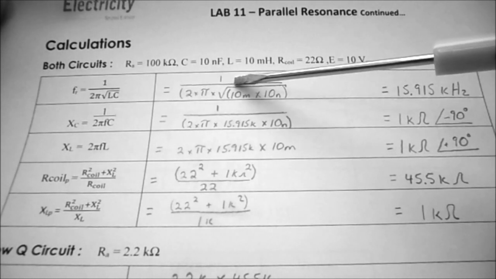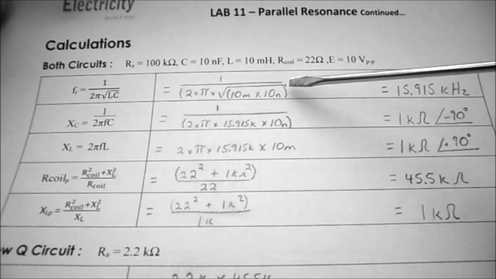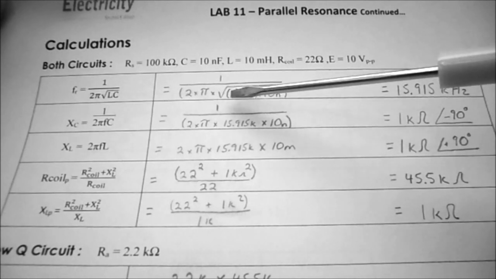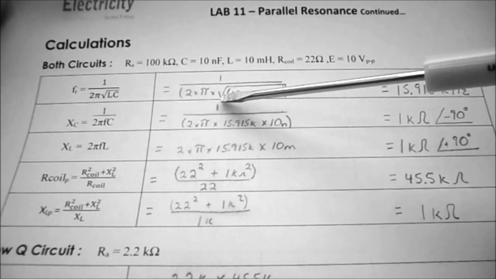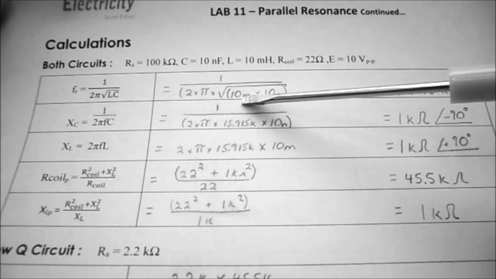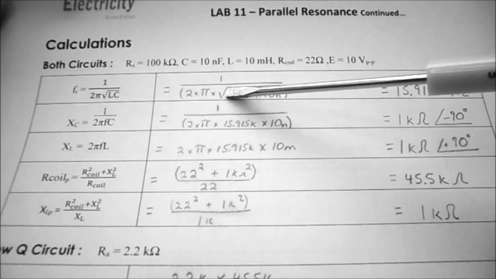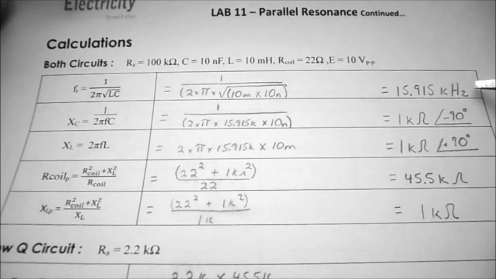So F at resonance is going to be 1 over, and I've put brackets in to indicate that we need to hold things together for order of operations. So we've got 2 times pi times the square root of 10 millihenry times 10 nanofarad. And it's important to keep those together when you're doing the square root function. And you can see the resonant frequency is going to be somewhere around 15.9 kilohertz.